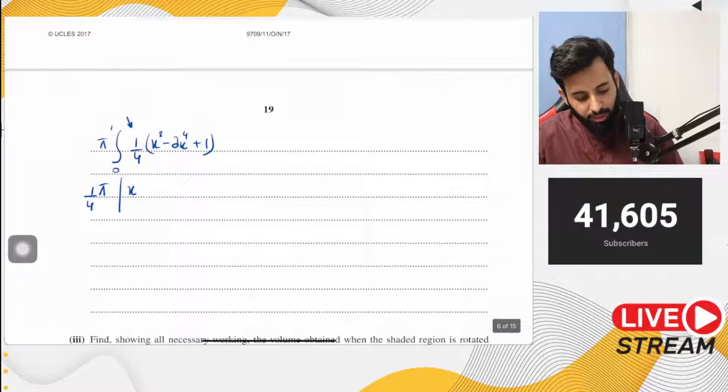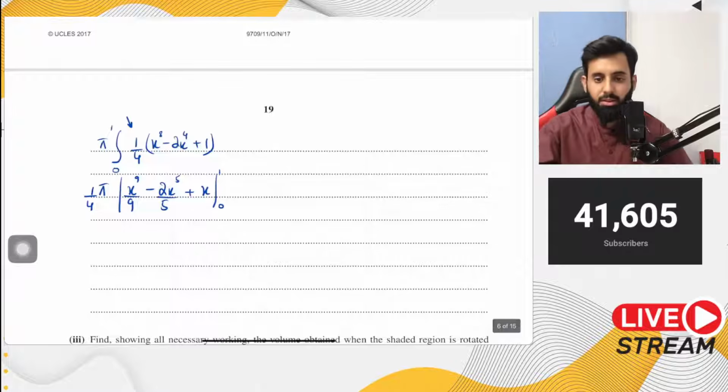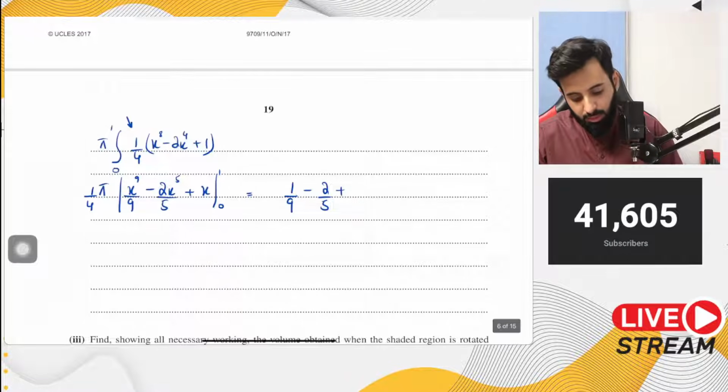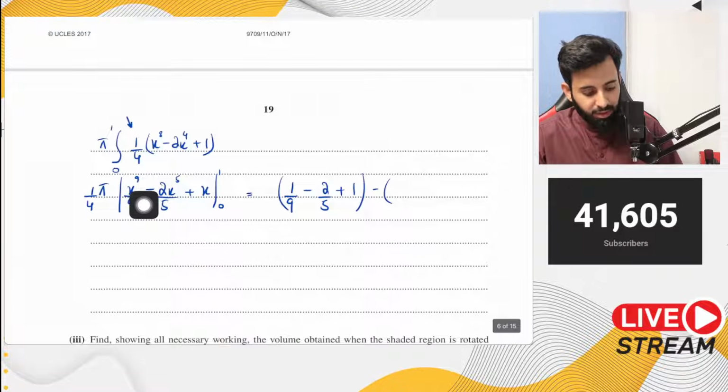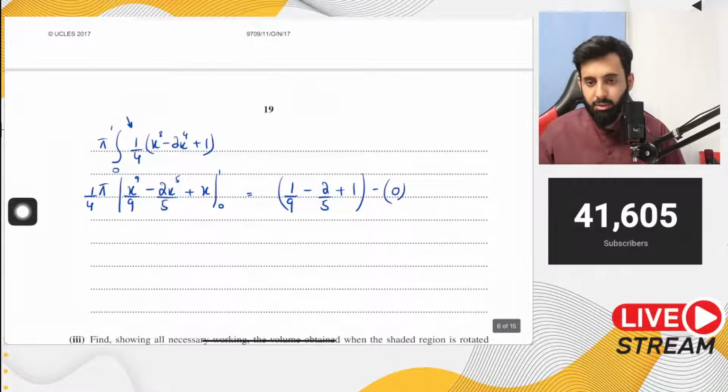So x power 8 को integrate करेंगे तो क्या हो जाएगा? X power 9 upon 9. What happens when you integrate 2x power 4? You add 1 to the power, divide by the new power. What happens when you integrate 1? It becomes x. Now, what are the limits? The limits are 1 and 0. Now, let's plug in the limits. So if we plug in the limits, we have 1 upon 9 minus 2 upon 5 plus 1, in one bracket. And 0, you can anticipate कि 0 plug in करेंगे, so 0 upon 9, 2 into 0 upon 5 plus 0. So it's just going to straight away become 0.